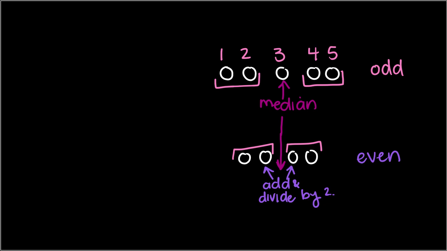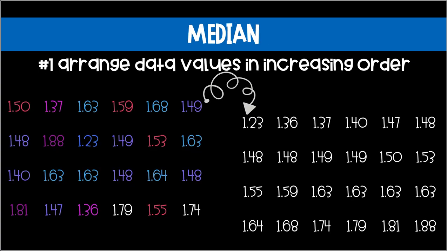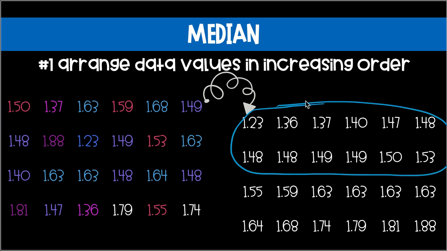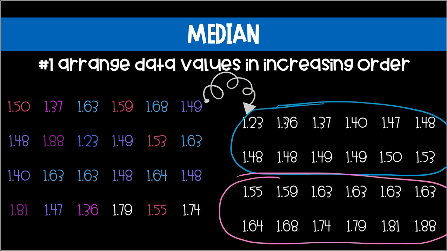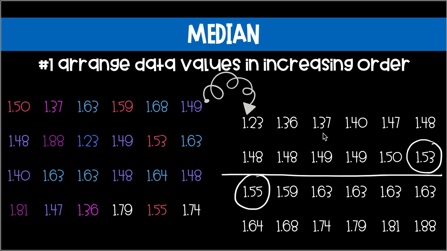Let's take the same data set that we were working with, and this time we want to find the median. Our first step will be to arrange our data values in increasing order from least to greatest. And then if you notice, our data is even because the top 2 rows represent the first half and the bottom 2 rows represent the second half, which means I have a value in between these two that would be considered my median. I'm sorry that right here it looks in rows. It should be a straight line, but I don't have enough space on the screen.